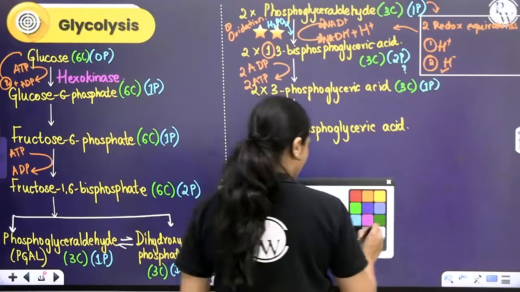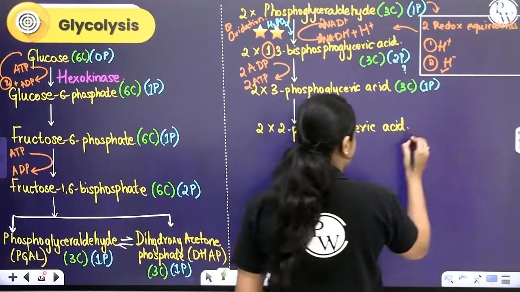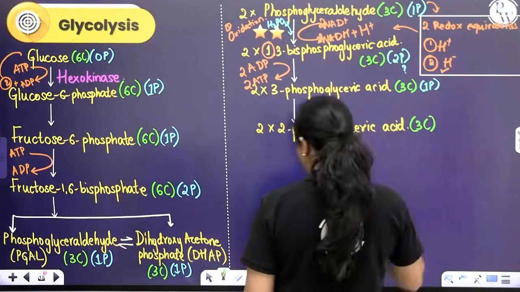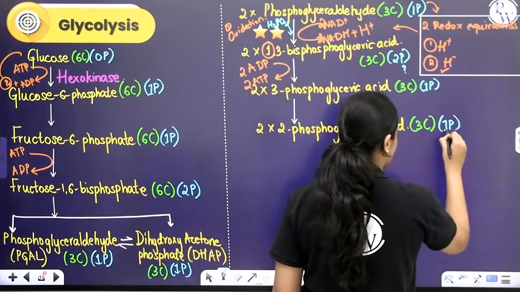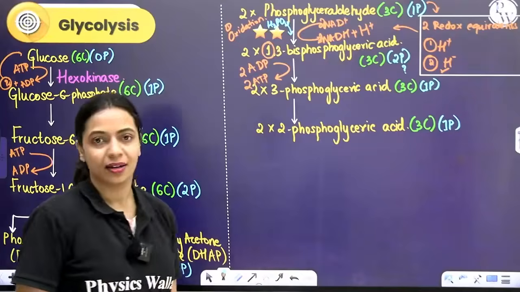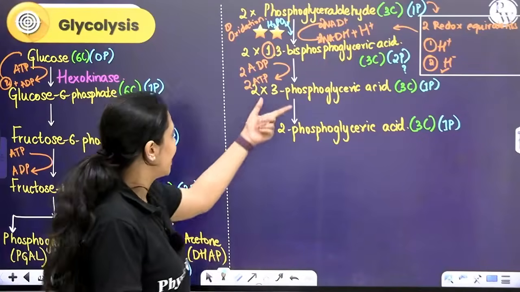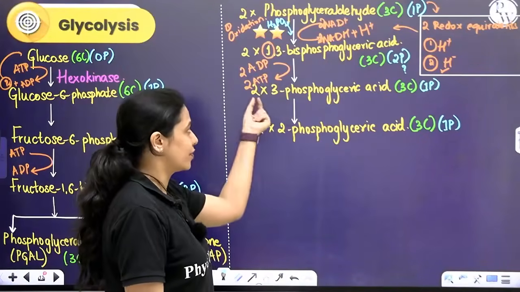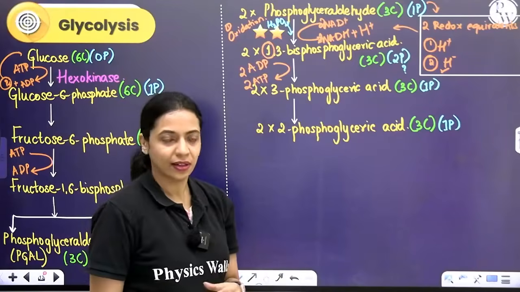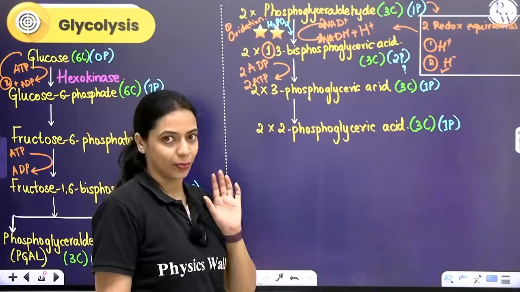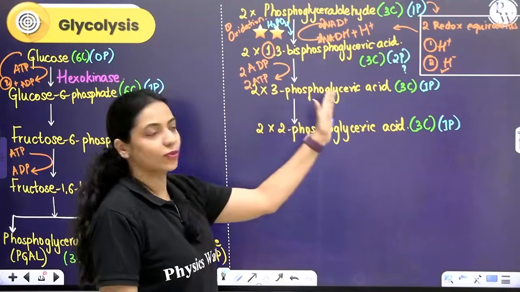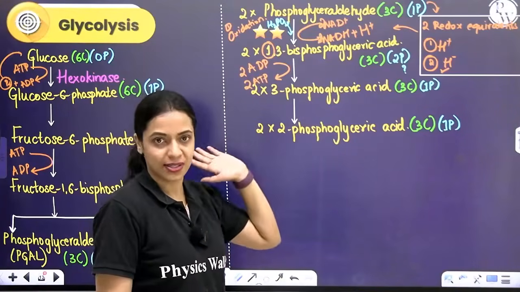This will have 3 carbons. It will have 1 phosphate. The only difference is these both are positional isomers. In 3-phosphoglyceric acid, the phosphate group was attached to the third carbon. In 2-phosphoglyceric acid, that will be moved to the second carbon. So third carbon, 3-phosphoglyceric acid; second carbon, 2-phosphoglyceric acid.